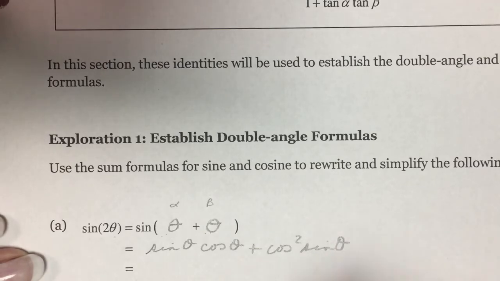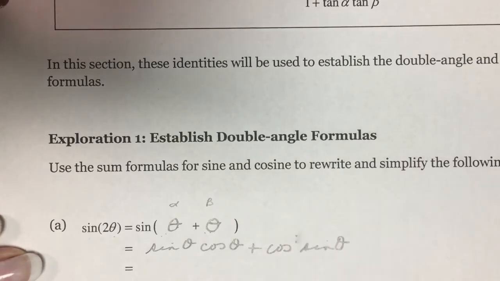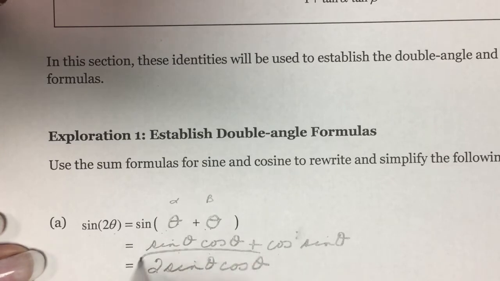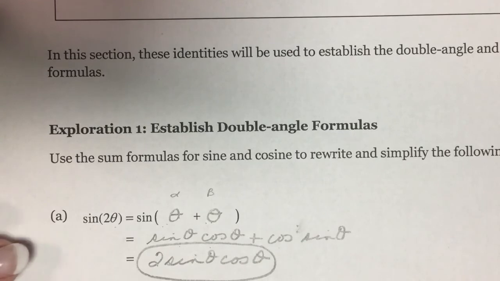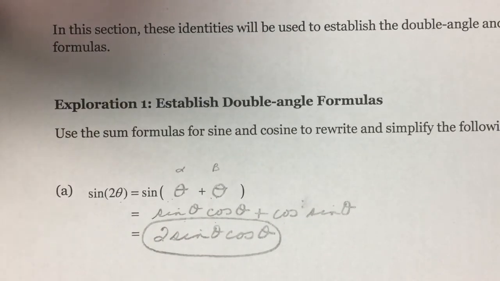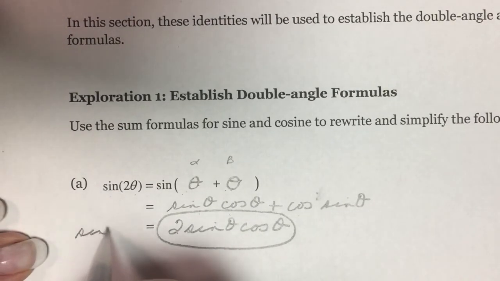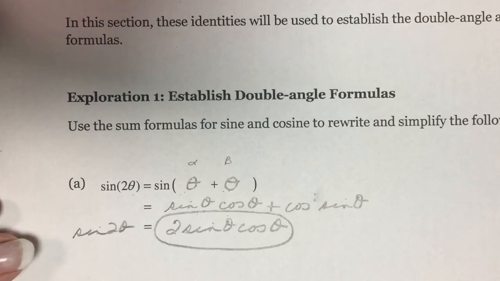Whoops, I have a squared there that shouldn't be. So this is sine theta cosine theta plus sine theta cosine theta. That is 2 sine theta cosine theta, and that is my double angle sine identity. So the sine of 2 theta is equal to 2 sine theta cosine theta. So that's an identity.